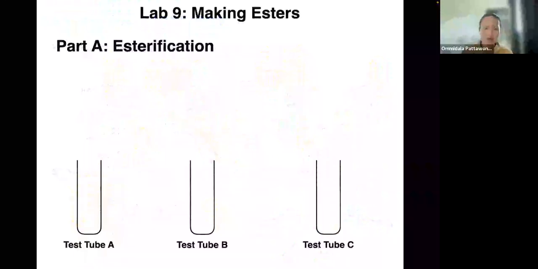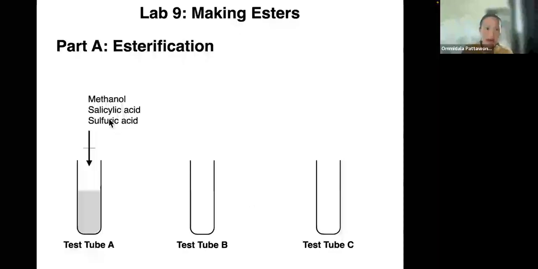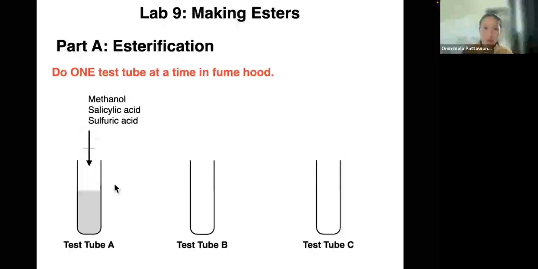Now let's take a look at the overview of the procedure real quick. In part A, you are going to make 3 esters. The first one, in test tube A, you are going to add the alcohol methanol and react it with salicylic acid, which is the carboxylic acid. You are going to add the sulfuric acid as a catalyst. You will make each of these test tubes one at a time, because you are going to do this in the fume hood, because the sulfuric acid that we are using is concentrated sulfuric acid. So I don't want you to inhale that.